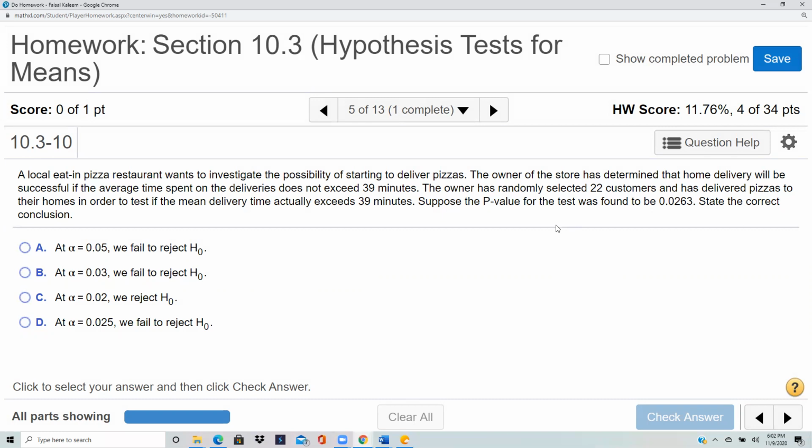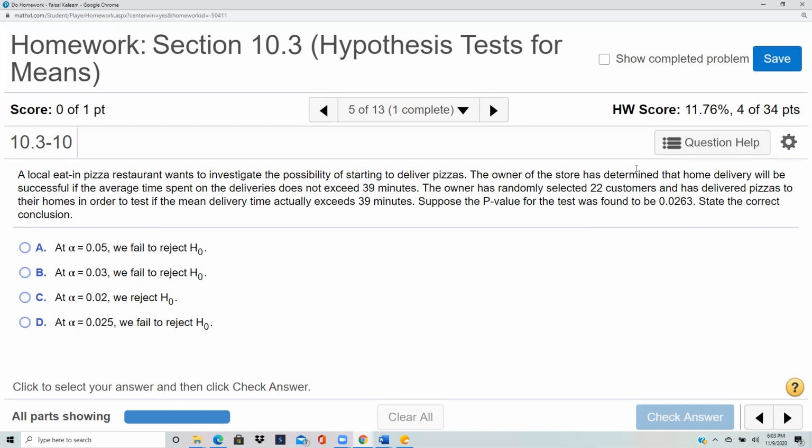The owner of a pizza has determined that home delivery will be successful if the average time does not exceed 39 minutes. Okay. So they give a lot of information. In the end, they say, suppose the p-value for the test was found to be 0.0263. State the conclusion. So you know that you reject the null if p is less than alpha.